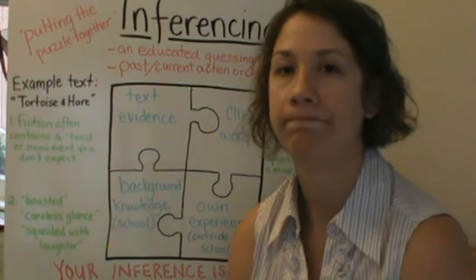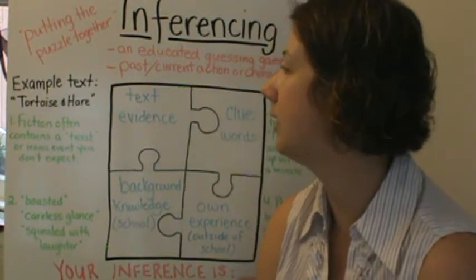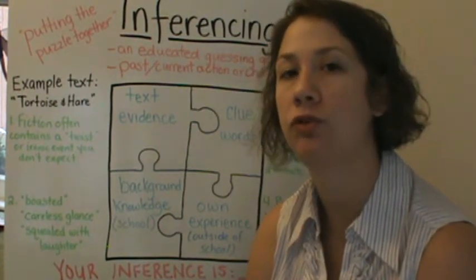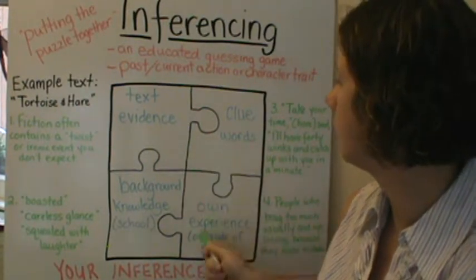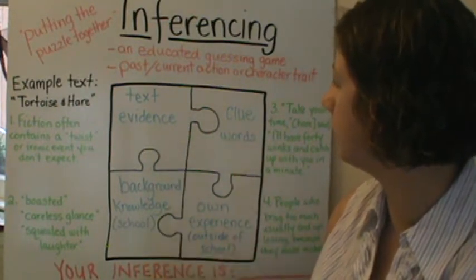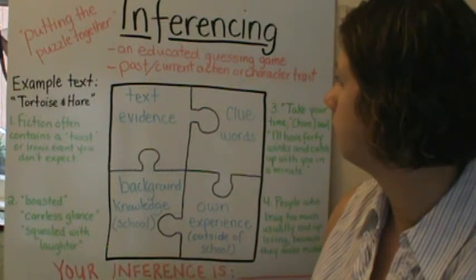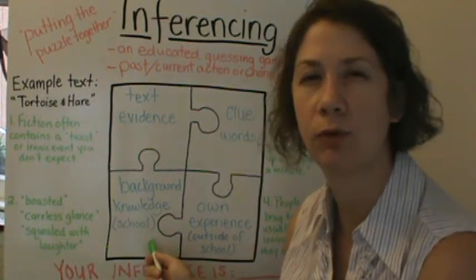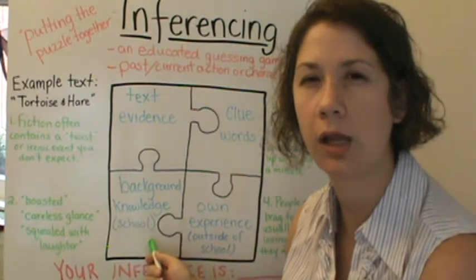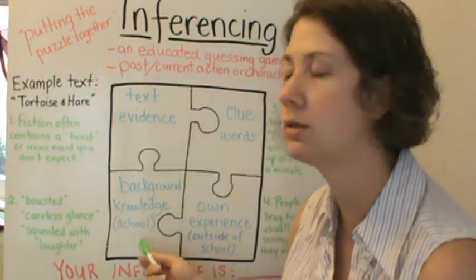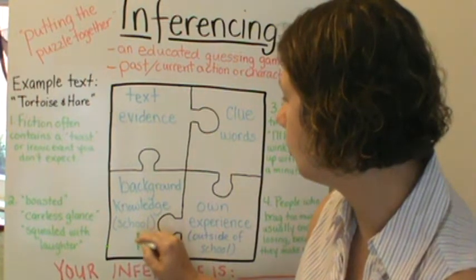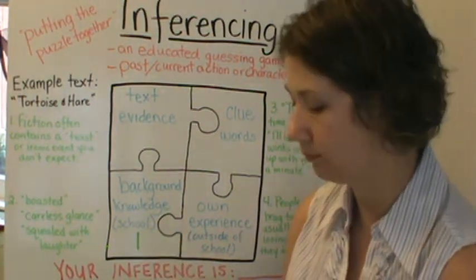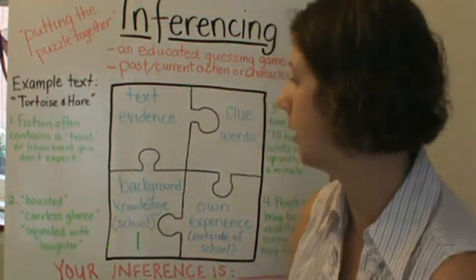Fiction, number 1. Fiction often contains a twist or ironic event that you don't expect. Where would that go in our puzzle here? Sounds like something I've learned in school before. An ironic twist, a plot twist. Okay. I'm going to put a number 1 right here. Adding to my puzzle.